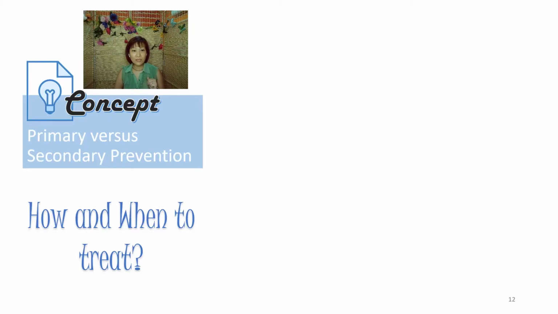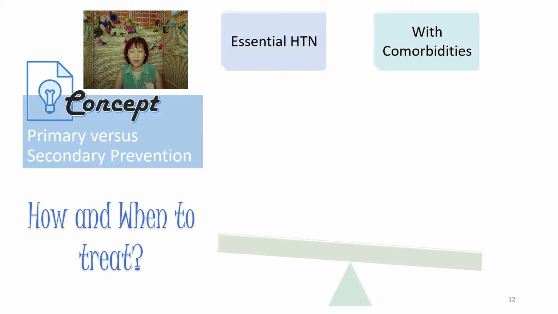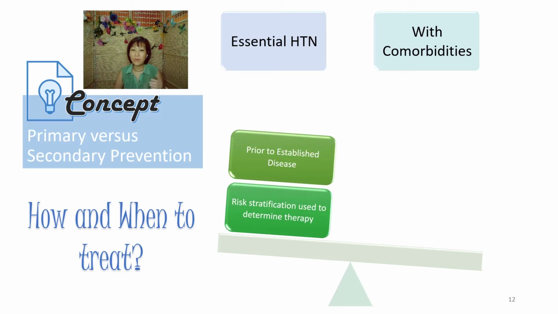So now, what's the concept behind primary versus secondary prevention? How and when do we treat our patients with hypertension, right? So it's always about the benefits versus risk. And when we're talking about essential hypertension with no other compelling comorbidities, then we're talking about people who are prior to established disease, right? We need to risk stratify according to the presenting blood pressure and concomitant risk factors in order to determine when to start medication and then how much to treat them to with respect to the blood pressure goals.